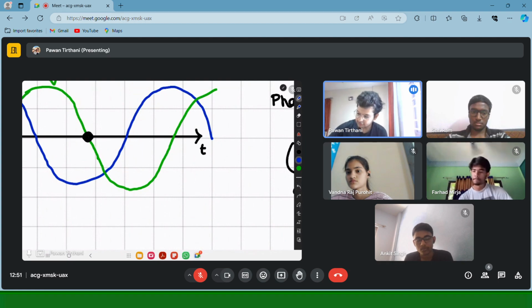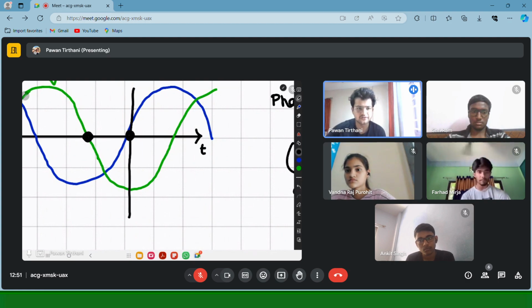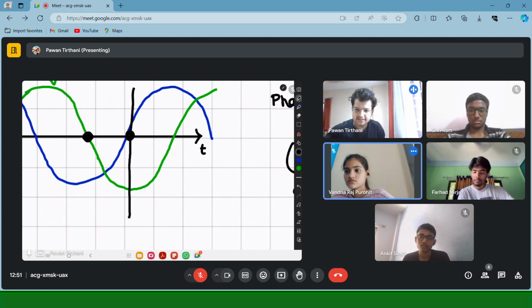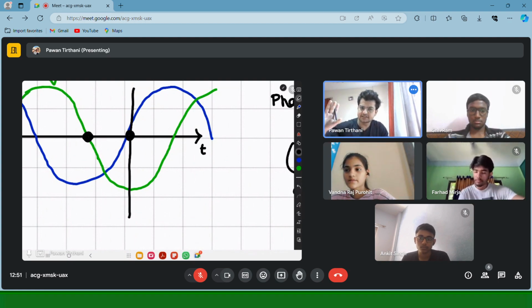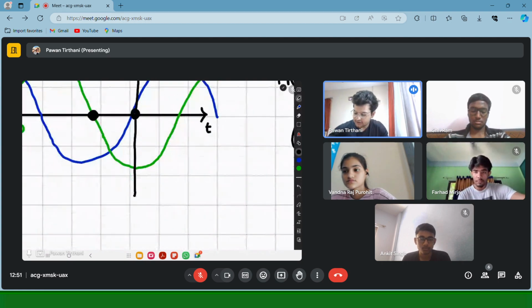So I take this line, Vandana takes this line. What is the phase over here, Vandana, of the blue wave, of the reference wave? 360. 360 or 0, same thing. Everyone agrees. What is the phase over here of the green wave, Vandana? The variable wave. This one.